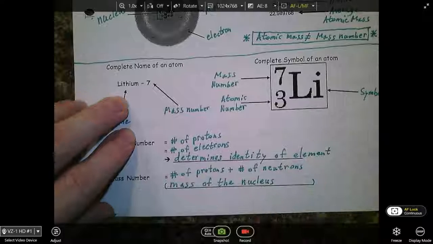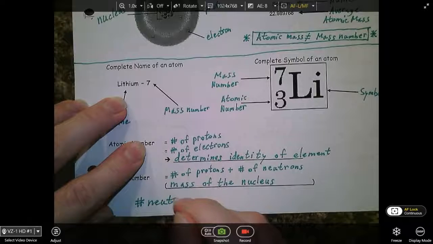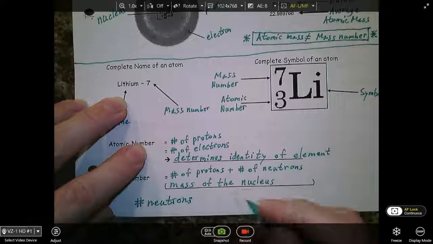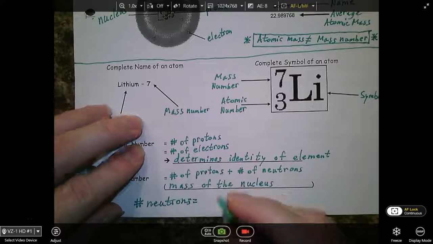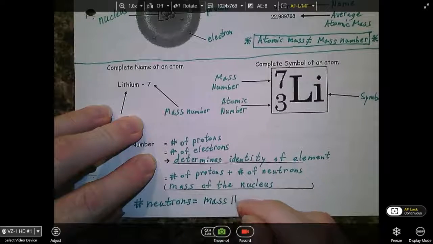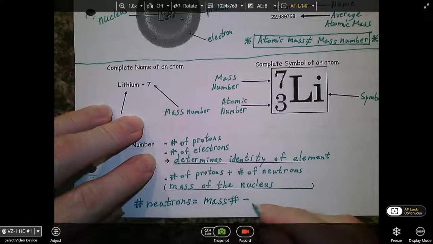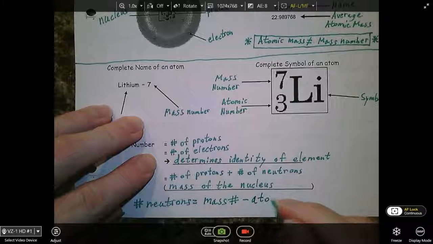Sometimes we need to find the number of neutrons. So I want you to write this down here. The number of neutrons can be found by taking the mass number minus the number of protons, or minus the atomic number.